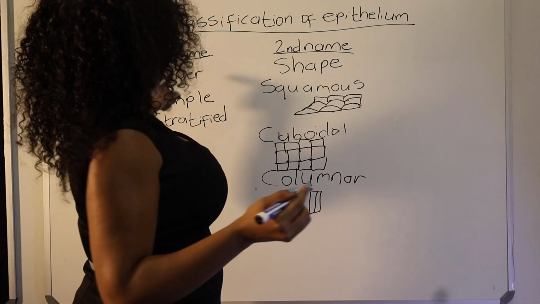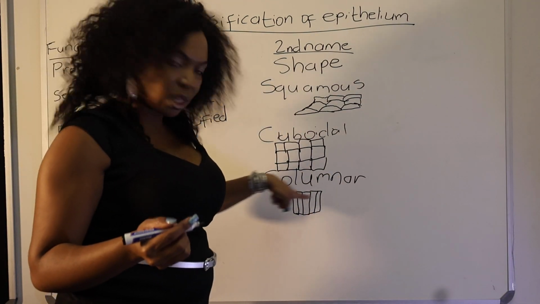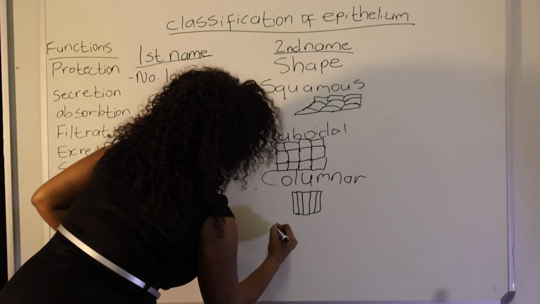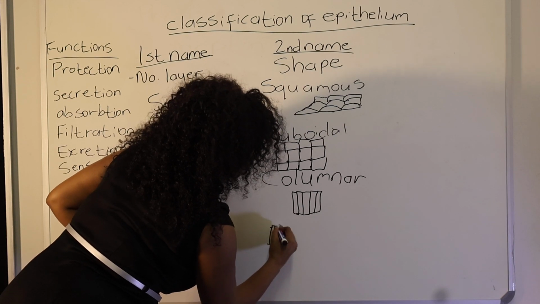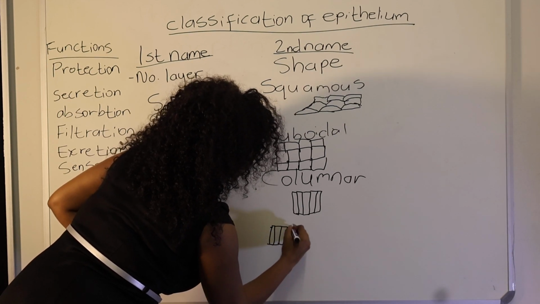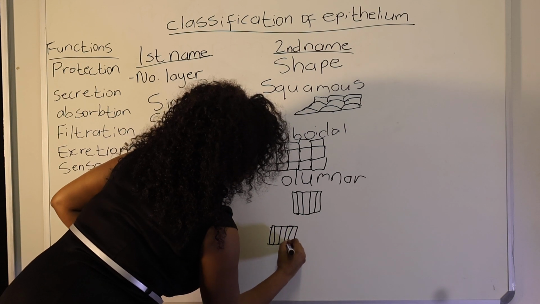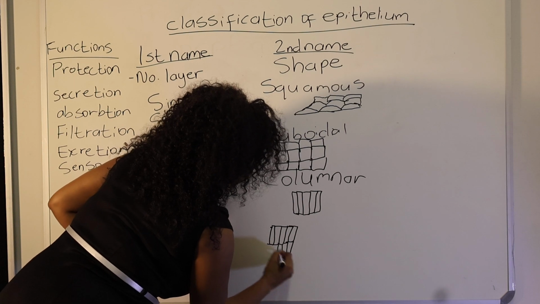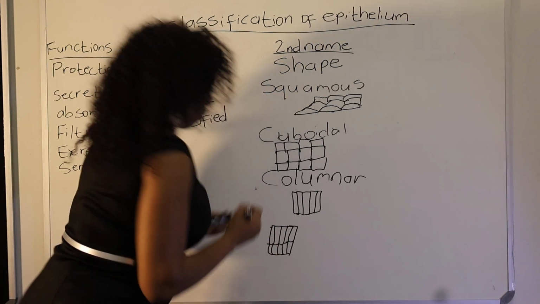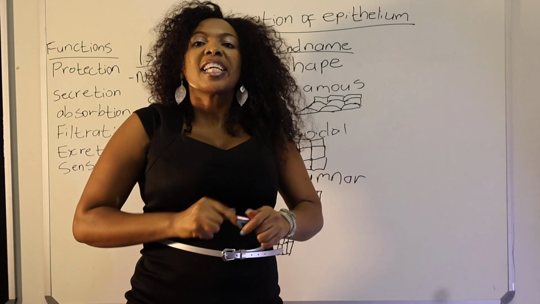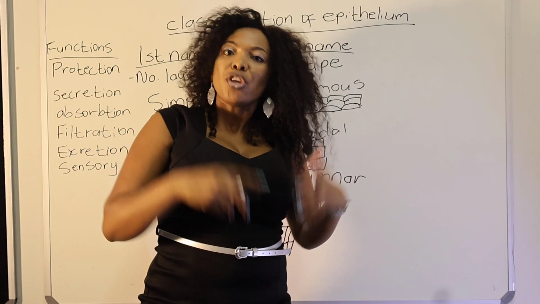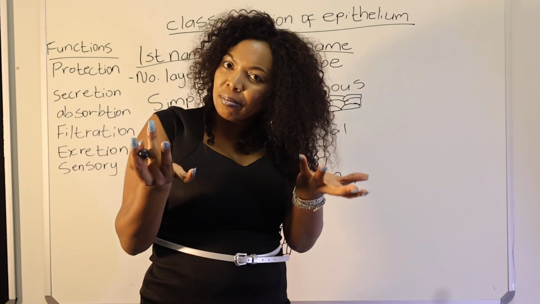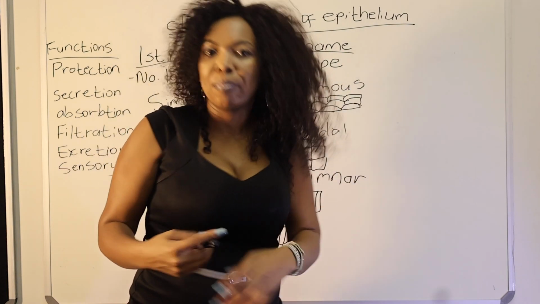If the name says simple columnar, it's just this. If it says stratified columnar, it means it's more than one layer of columns like this. Hence, by just seeing the name of the epithelium, you are able to have an idea of the structure of the epithelium.